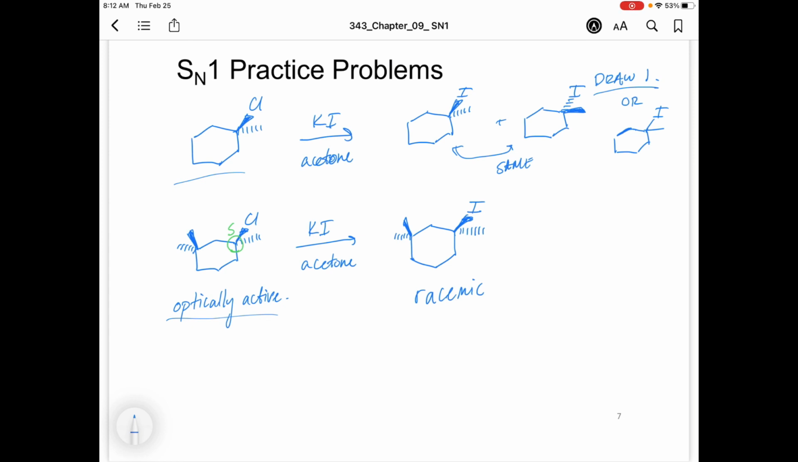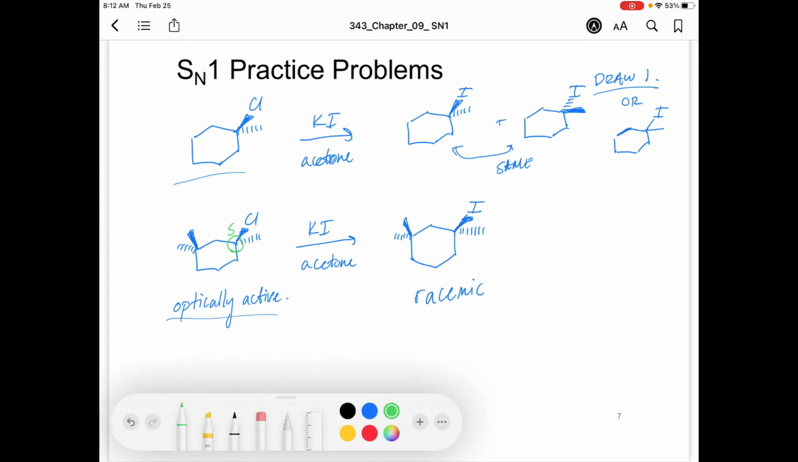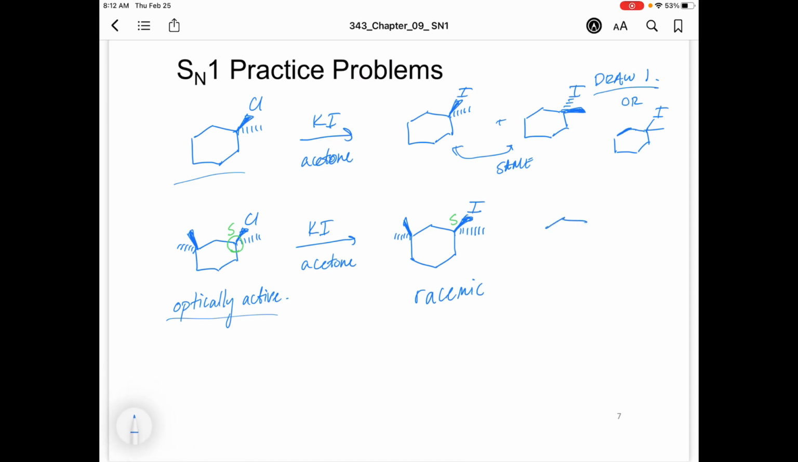Now, you could also draw both of them. So this would be the S enantiomer. You could, on an exam, draw both. Again, notice I'm not even writing KCl. Notice how that's dropped off already. We're really focused on the carbon-based product that really is doing the chemistry that we're interested in, okay? On an exam, you could draw both of your enantiomers, okay?